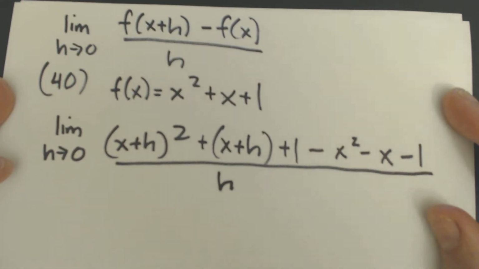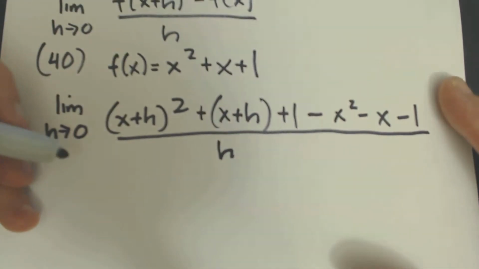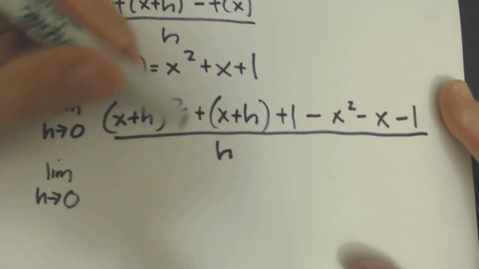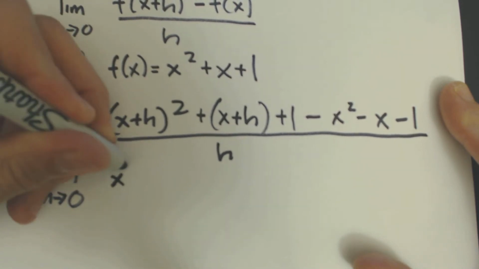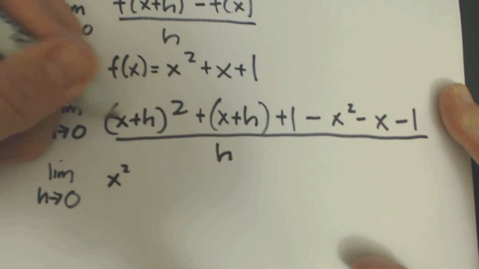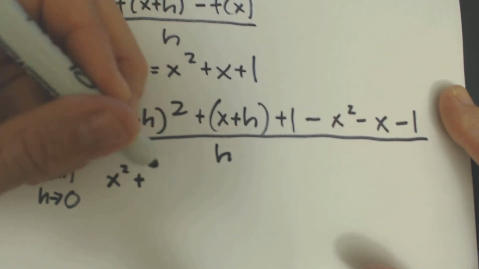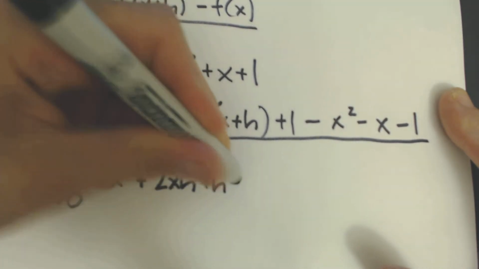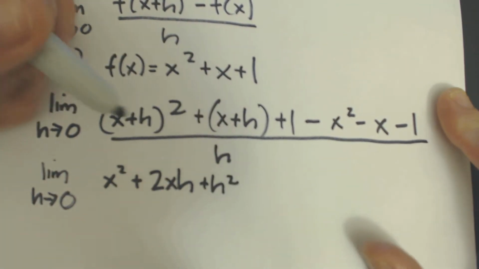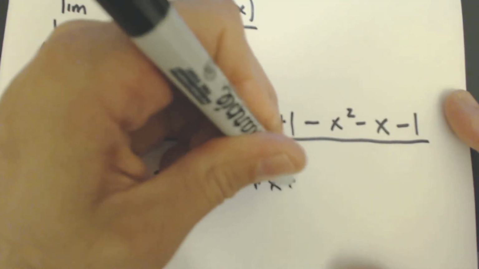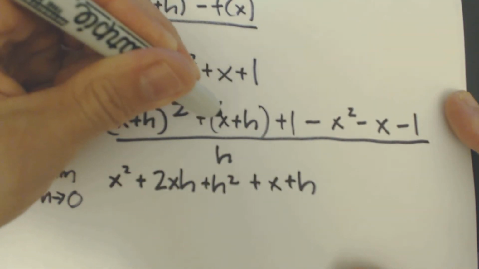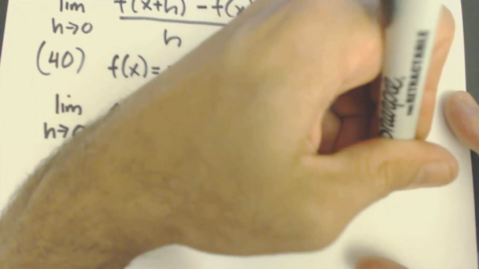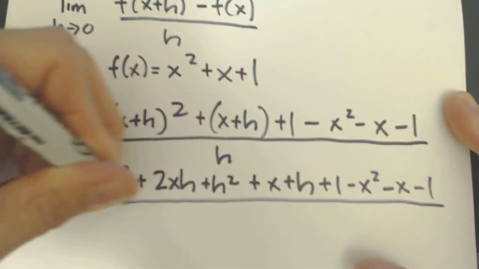And you can imagine a bunch of stuff's going to drop out, but we need to do some more math first. So the limit as h approaches 0. So we deal with this term first. Remember, you square the first term, then you multiply the two terms and double them, plus 2xh, and then you square the last term, plus h squared. So that takes care of this term here. We've got plus x plus h from this term here, plus 1 from here. And then we've got, of course, negative x squared minus x minus 1. And all of that is going to be over h.